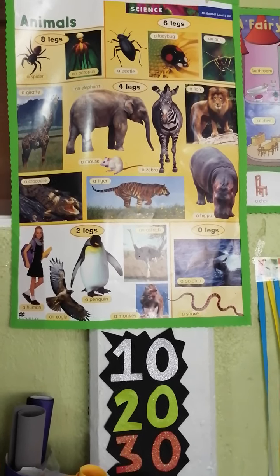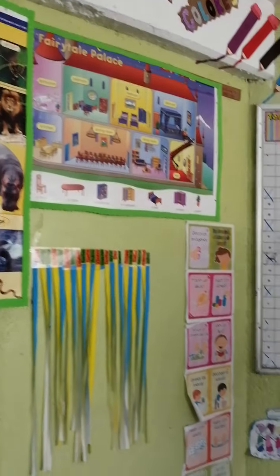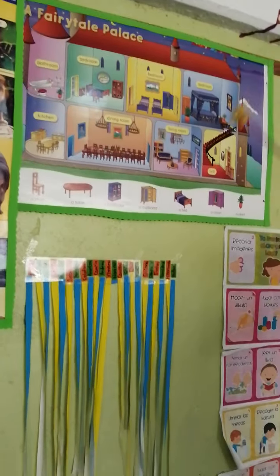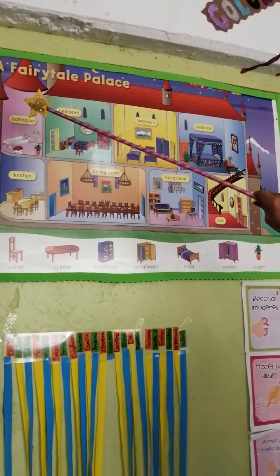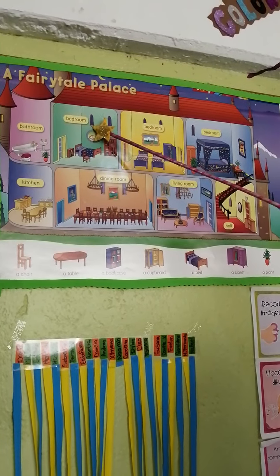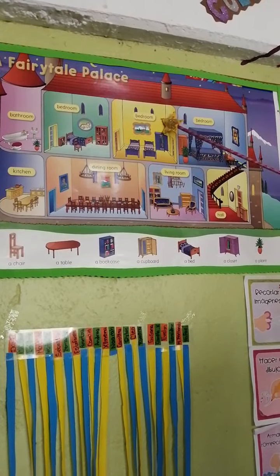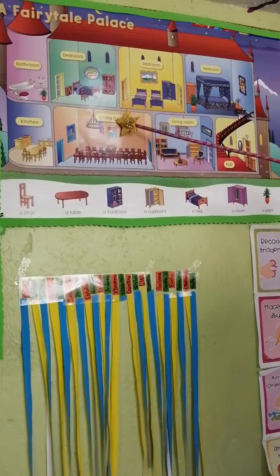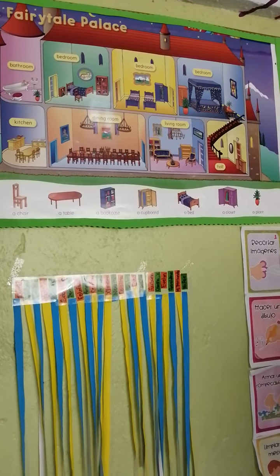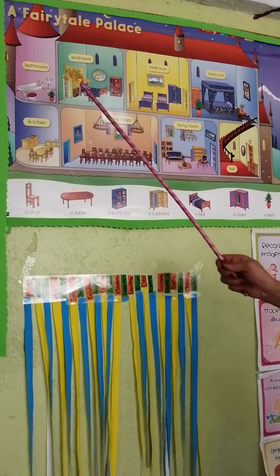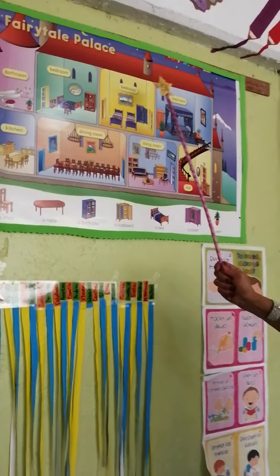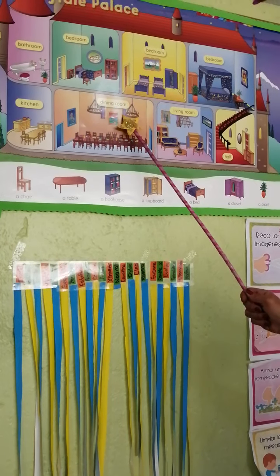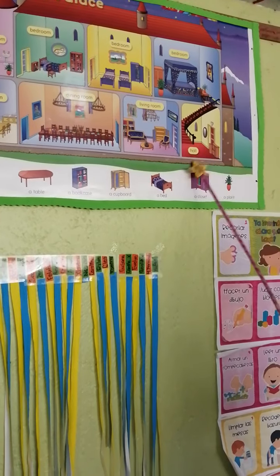And now, let's continue with the parts of the house. We are going to say the rooms of the house, and that's all for today in review. Everybody repeat: bathroom, bedroom, kitchen, dining room, living room, and hall. That's all. Again: bathroom, bedroom, kitchen, dining room, living room, and hall.